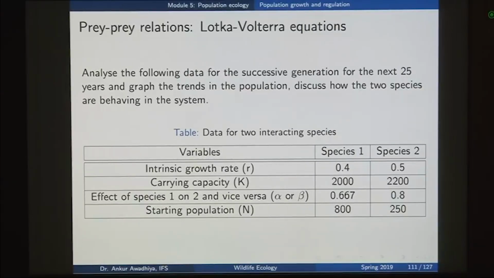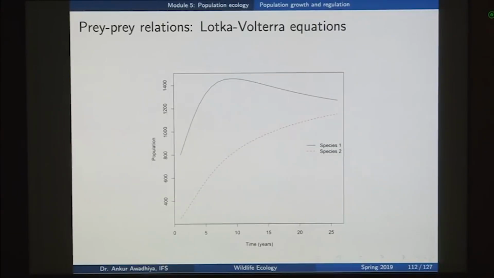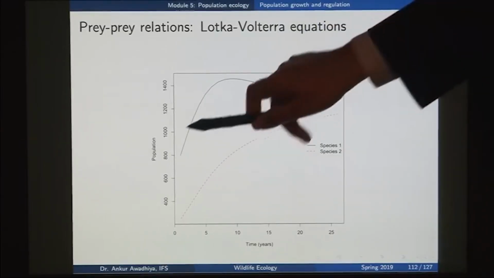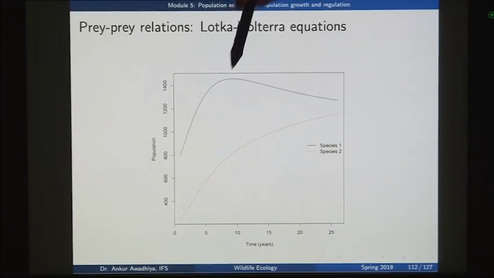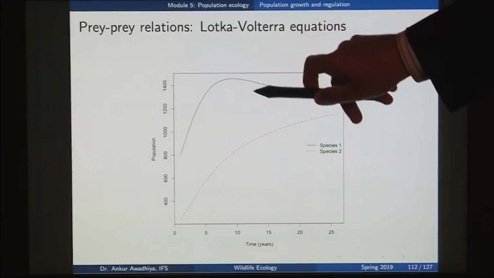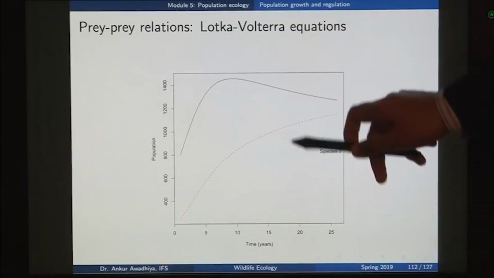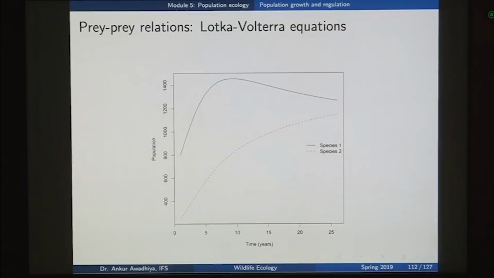What will happen if you plot these curves? So, remember that species 1 has 800 individuals in the beginning. Now, when both of these species are interacting together, from 800 it starts increasing, but then it is not able to reach its maximum. The maximum value was 2000, but then it never reaches 2000. It starts decreasing even before it has reached 2000. Why? Because you have this other species that is also competing.